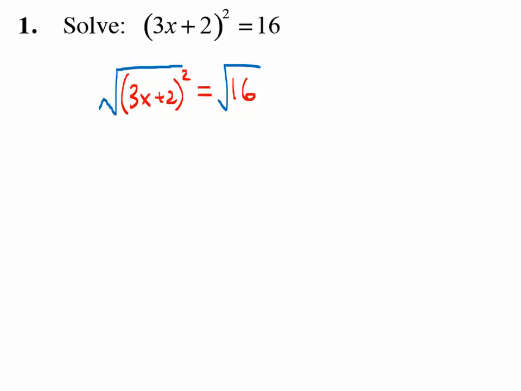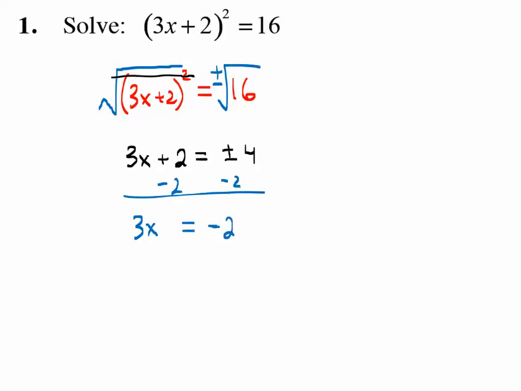Rewriting the problem here, taking square roots, plus or minus on the right hand side, and then canceling off the square root and the square leaves us with 3x plus 2. And that's just going to be a plus or minus 4. In this case, we're going to be subtracting 2 from both sides. And again, we want to write that number in front, so it looks a little bit better. Subtracting 2 from both sides gives you 3x is equal to negative 2 plus or minus 4.